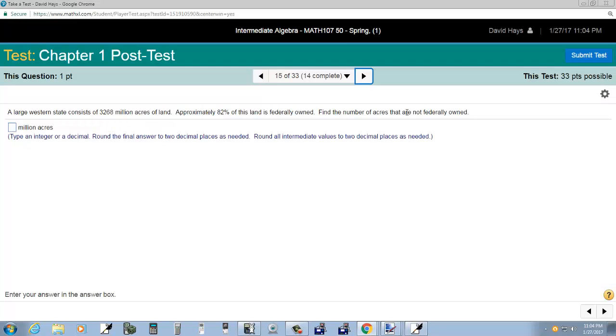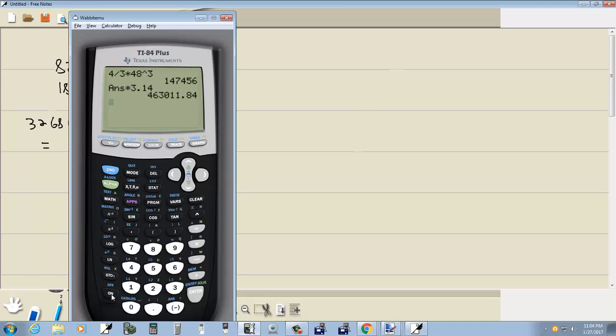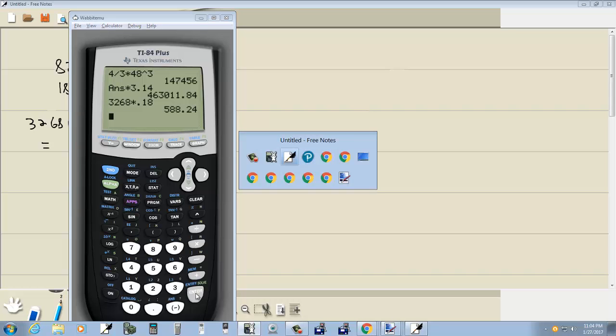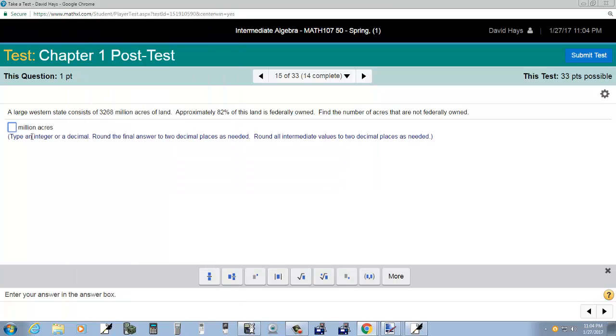So to figure out how much are not federally owned, we'll take 3,268, and we'll multiply it times 18% in decimal form. So 3268 times 0.18, 588.24. Type an integer or decimal. Round to final answer to 2 decimal places. So 588.24.